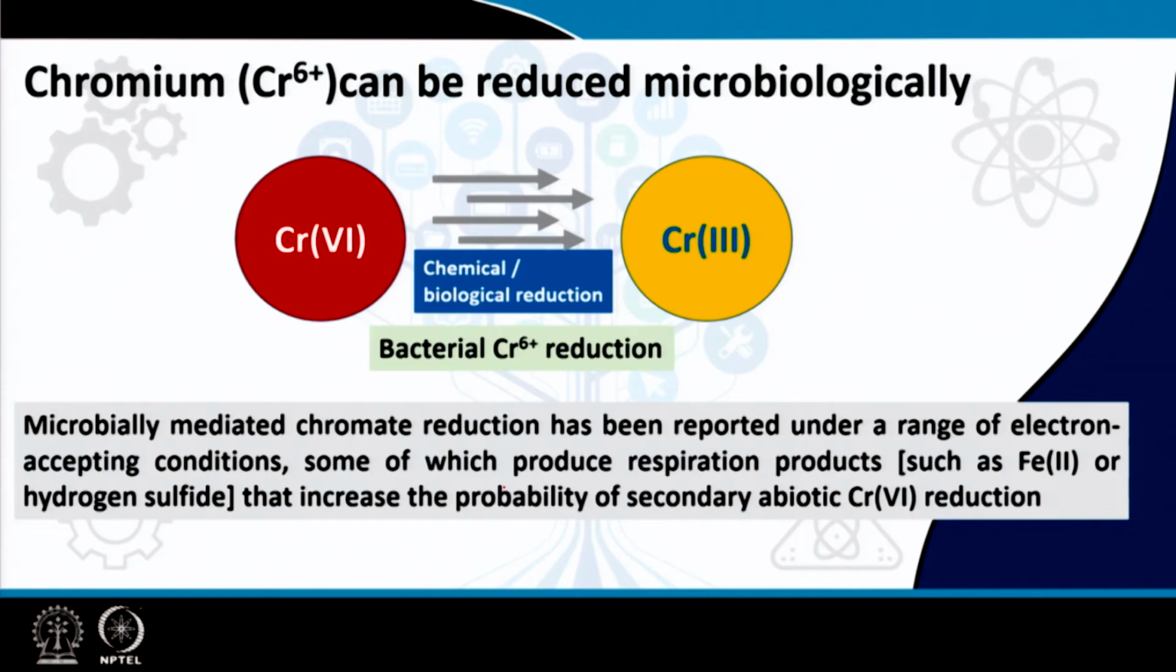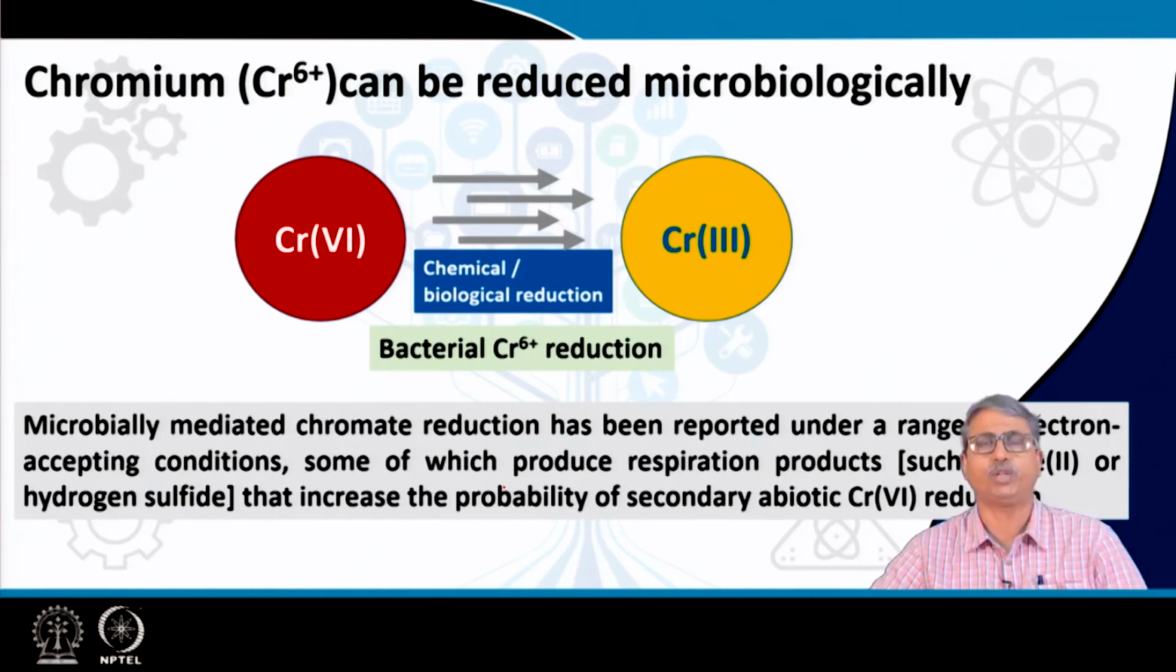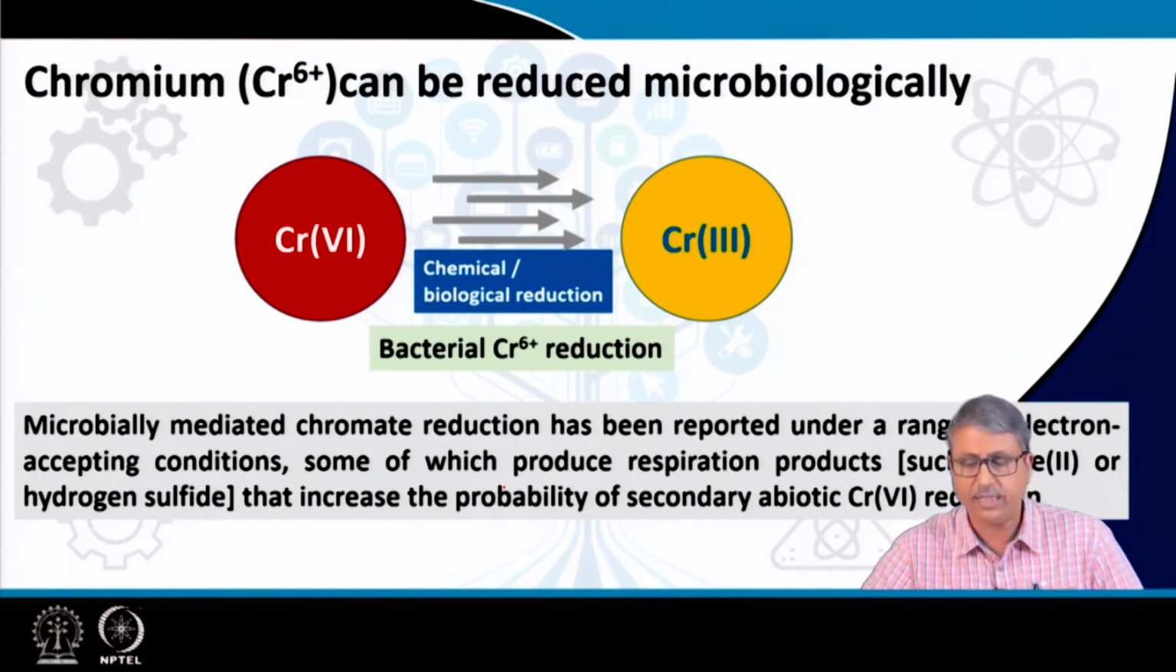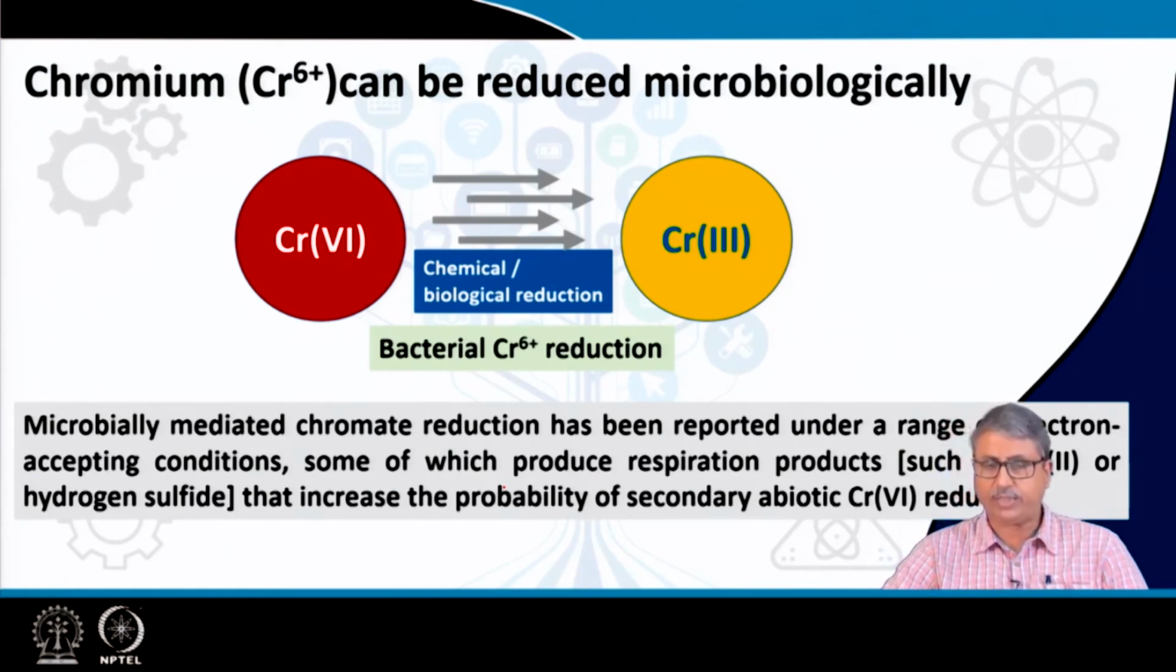And since other electron acceptors are also there, like iron, sulphate, nitrate, etc., some of these produce respiration products such as Fe2+ or hydrogen sulphide, that increase the probability of secondary abiotic chromate reduction. So, what is that abiotic chromate reduction?